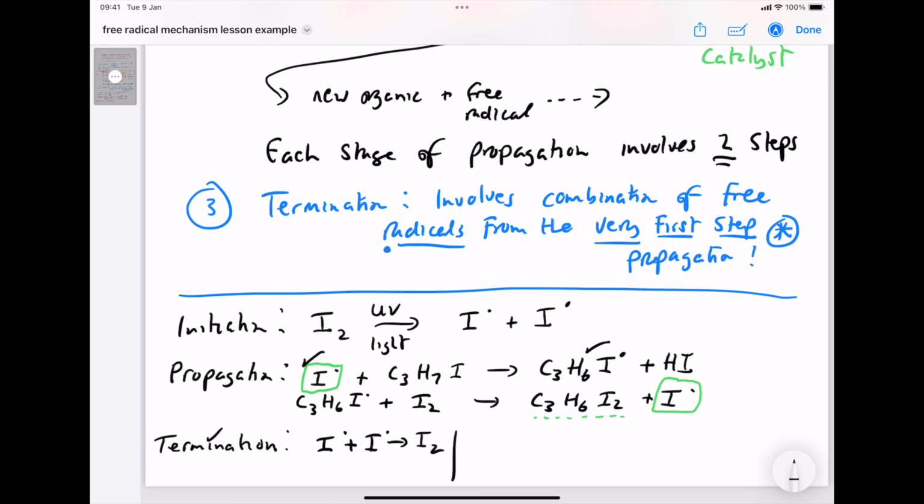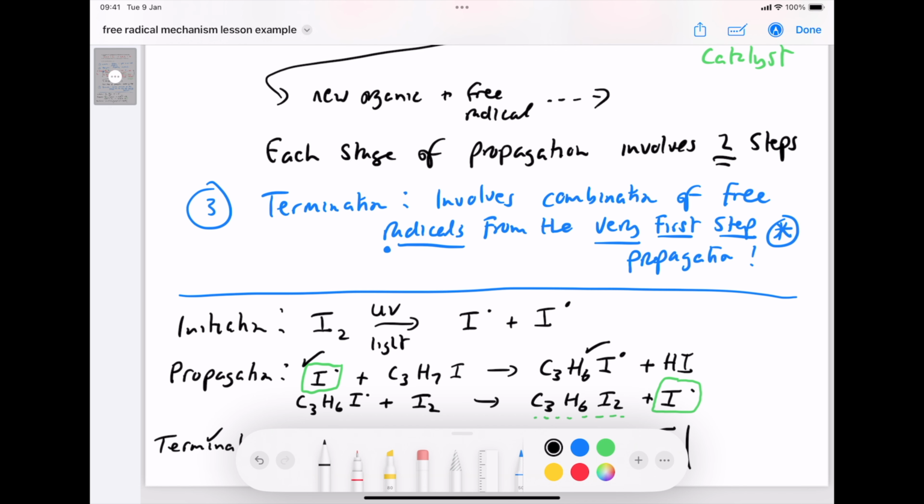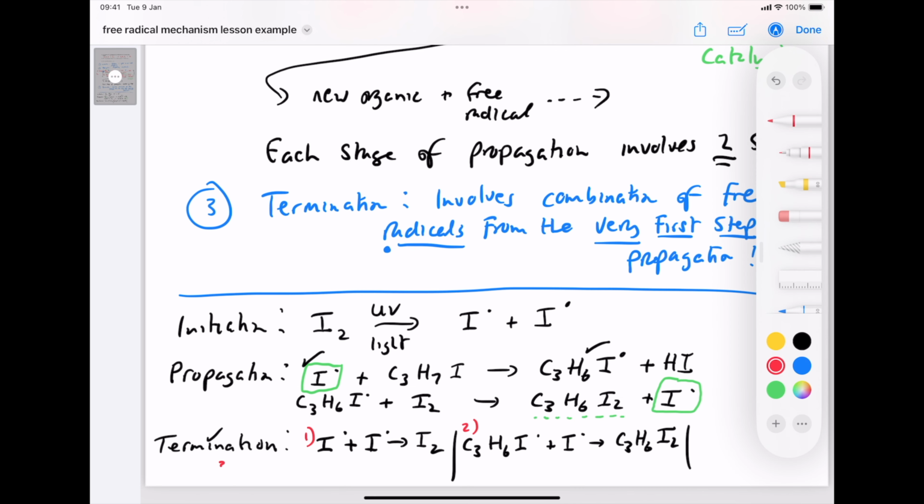We could have C3H6I dot plus I dot, which would produce C3H6I2. And then if I just put numbers in these, the third one, if I just write it here, I don't want to keep everything on the same screen with this one. So the third one, what do we have left? Well, we could have C3H6I dot plus another C3H6I dot. And what does that leave us with? C6H12I2. So we've made diiodohexane.